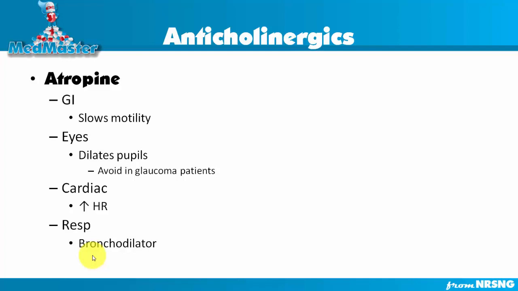So with atropine, okay, think anticholinergic. GI motility is going to slow. Again, we've talked about all these things. We just said this. Your eyes are going to dilate, so because of that, you're going to want to avoid it in glaucoma patients. Heart rate's going to race. Bronchodilation is going to occur. So these are all things that you're going to watch in patients that are receiving atropine.